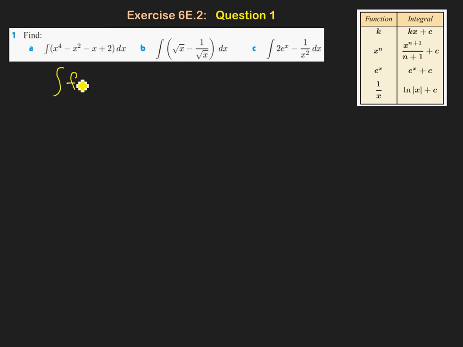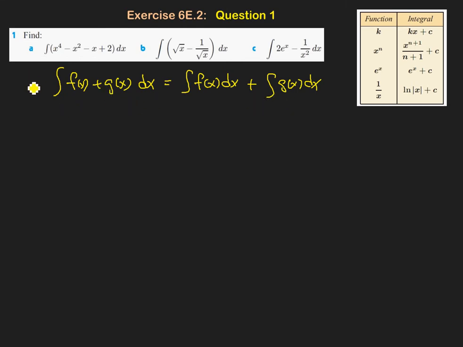The first one is this: if we have a sum of two functions, we can separate these two functions and write them as the sum of two integrals. So instead of doing this directly, we can just integrate f(x) and then g(x) separately and then find the sum, and that would be the same as doing this.